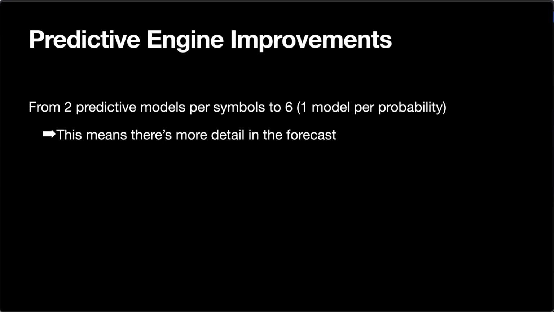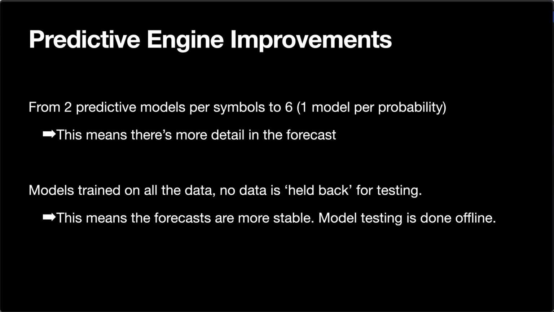Okay, so now that I've reviewed all of that background, we can get into how things are improving. What I've done is transition from 2 predictive models per symbol to 6. So now there's 1 model per probability that's generated. This means there's a lot more detail in the forecast that's being generated. The next improvement is that models are now trained on all of the price data.